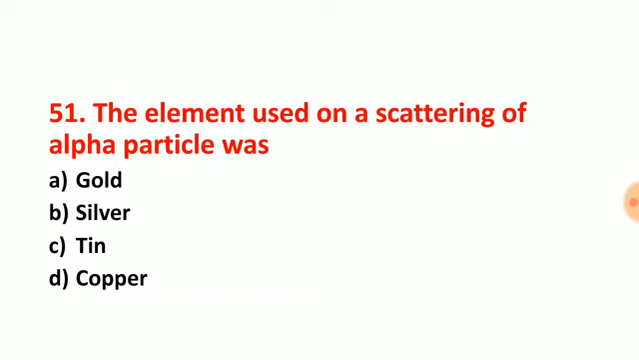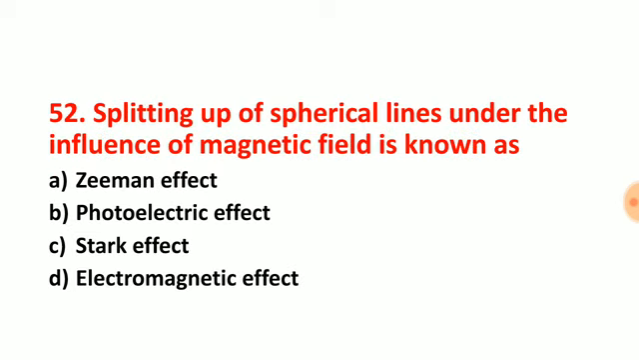Question number 51, the element used in the scattering of alpha particles was... In the scattering of alpha particles, Rutherford scattered alpha particles on gold foil. So gold is the right answer for question number 51. That is in option choice A, gold. Question number 52, the splitting up of spectral lines under the influence of a magnetic field is known as the Zeeman effect. The Zeeman effect is also an important part of your plus 2. So in this case you just need to know what the Zeeman effect is.